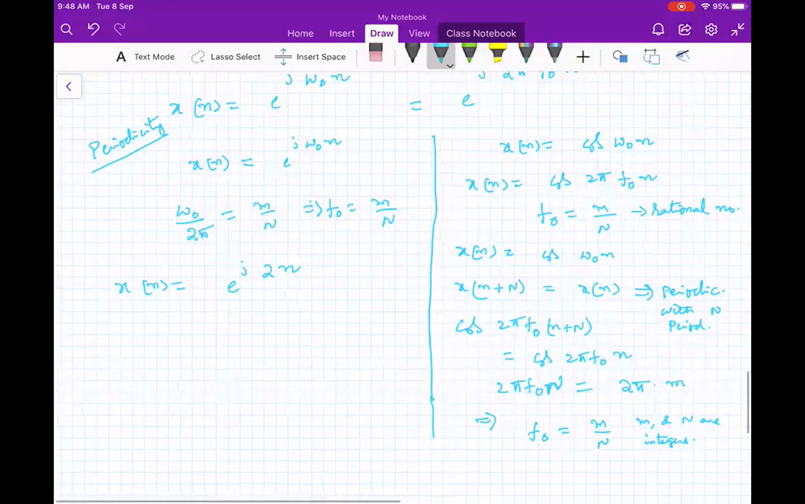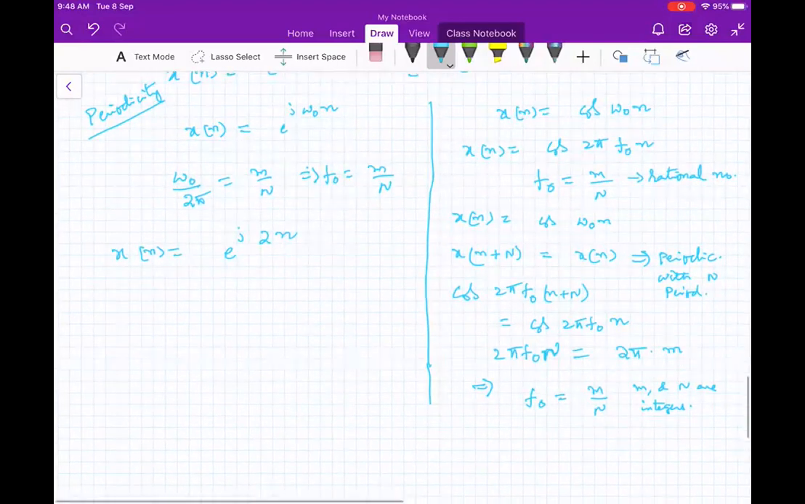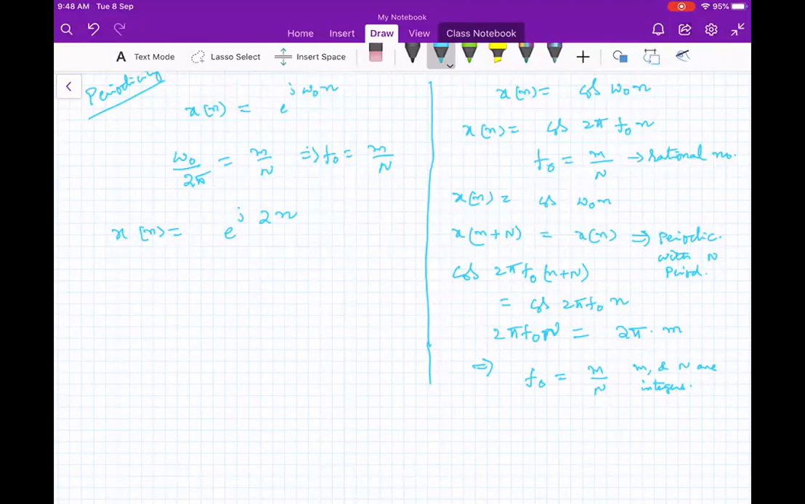Request either Pradeep or Girish to tell. Is this a periodic signal? Yes, sir, it is periodic. Okay, so why do you think this is periodic? Because here, sir, omega naught is 2 pi, f naught is 2 divided by 2 pi, 1 upon pi is a rational number. Okay, so may I know who is telling this? Girish, sir. Yeah, Girish, good.